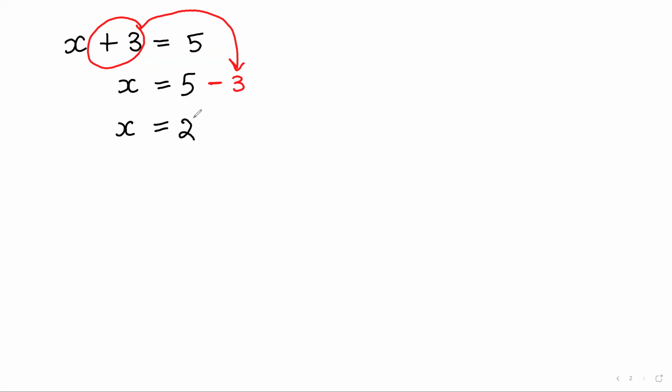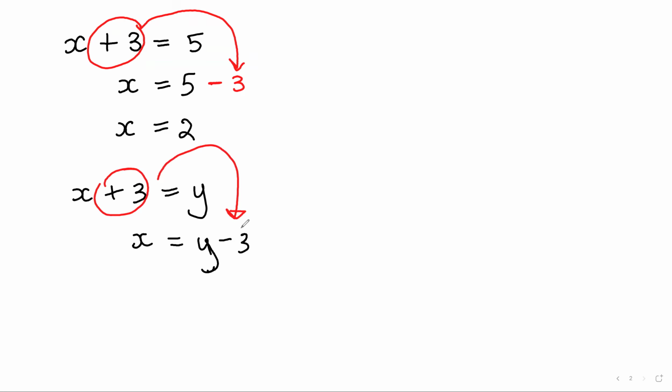Now, if I had x plus 3 is equal to y, the same steps would apply. If I want to solve for x, or I want to make x the subject, well, this would be x is equal to y take away 3, because I'll move the plus 3 to the other side of the equation. It becomes minus 3. And in this equation here, x is the subject.